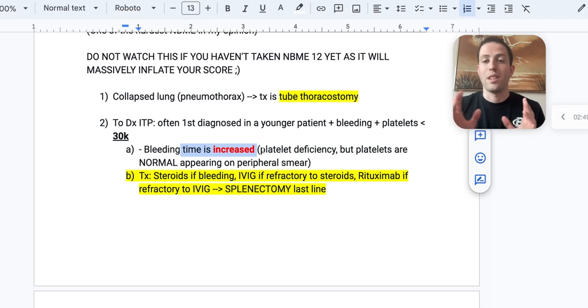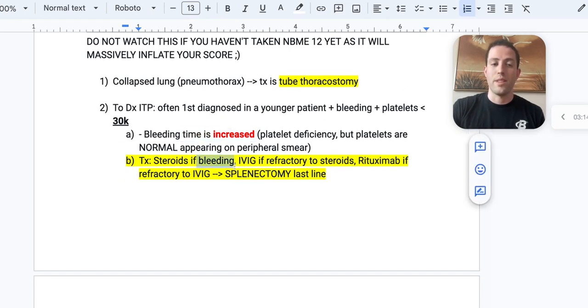This is a platelet deficiency, right? And so the platelets are going to look totally normal in the peripheral smear. This is different than something like gray platelet syndrome, where they don't have the alpha granules. And so on a peripheral smear, it looks like all the platelets are going to be gray. This is not that. This is different. So it's just a deficiency. The platelets are not actually lacking anything intrinsically that is going to affect their shape or affect their appearance on peripheral smear.